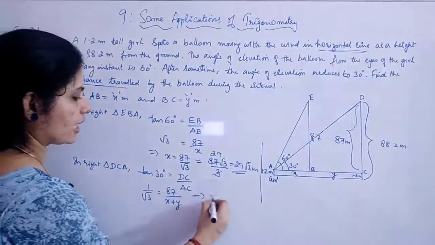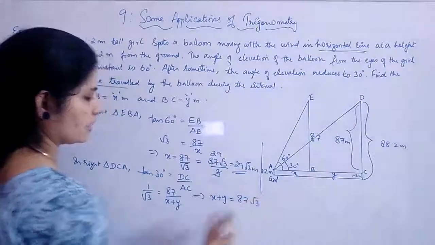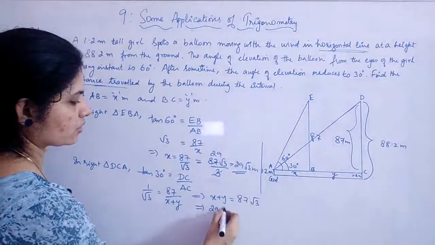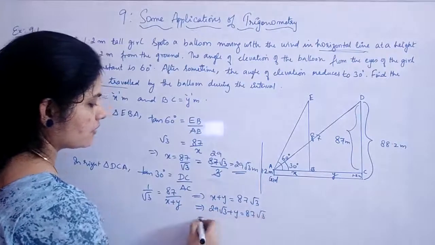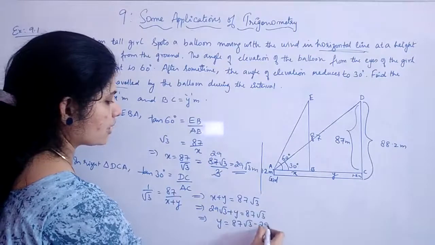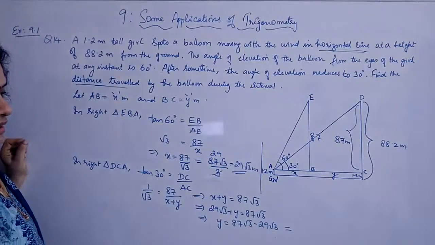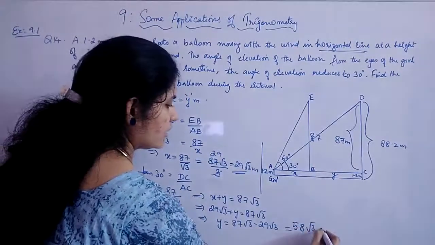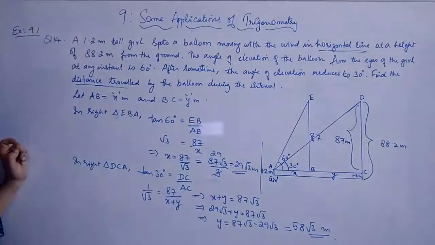And this will give you x plus y is equal to 87 root 3. Now what is x? It is 29 root 3, so 29 root 3 plus y is equal to 87 root 3, which implies y is equal to 87 root 3 minus 29 root 3, which is equal to how much? You will get 58 root 3 meters is the distance between the two balloons.